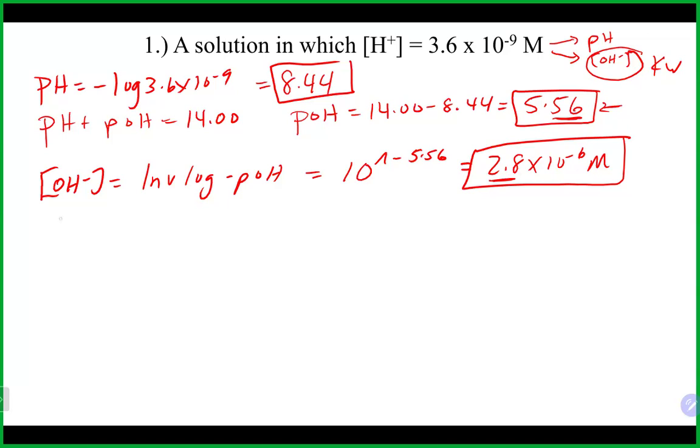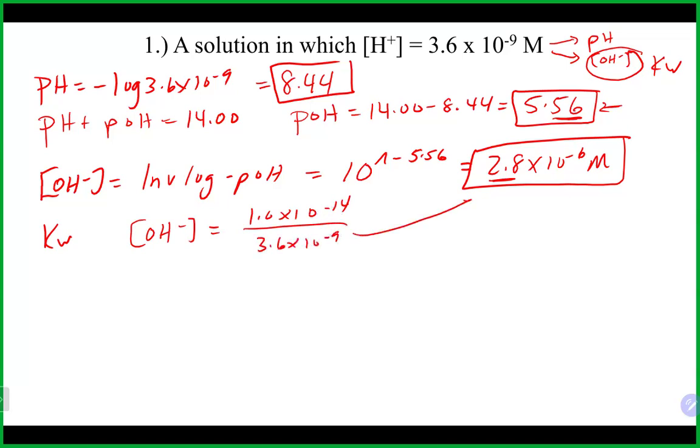By the way, if you wanted to use KW, you could still use KW, which would mean OH minus is equal to 1 times 10 to the minus 14 divided by 3.6 times 10 to the minus 9, and that will get you there as well. Any questions on any of those calculations there? By the way, is this acidic, basic, or neutral? This is going to be basic, always looking at the pH, so this definitely will be basic because of that. Any questions on that one there?